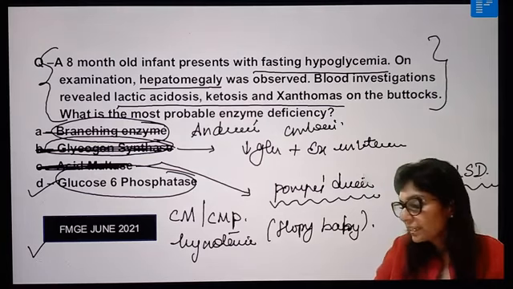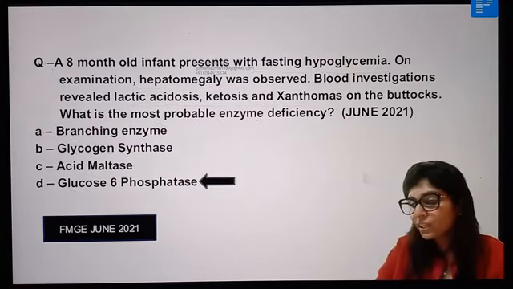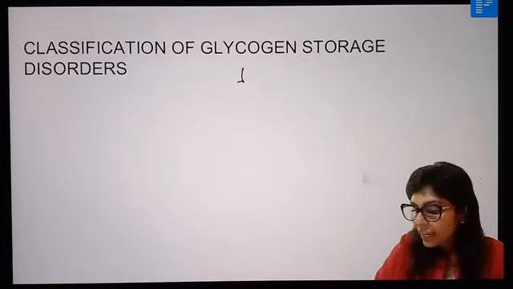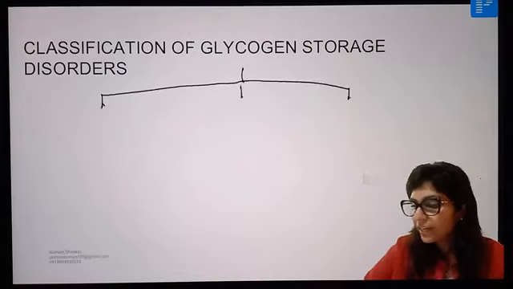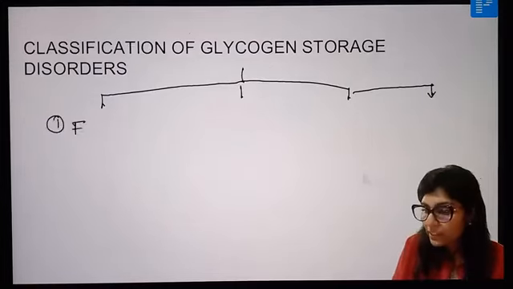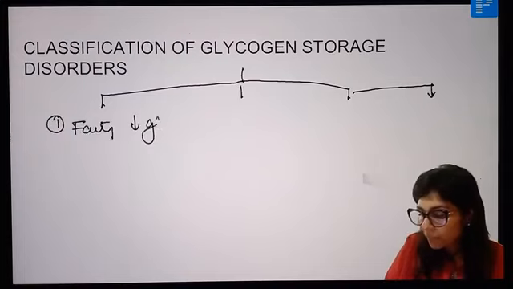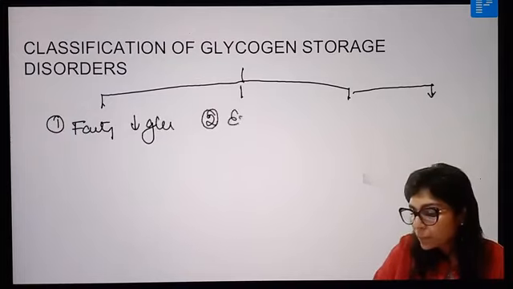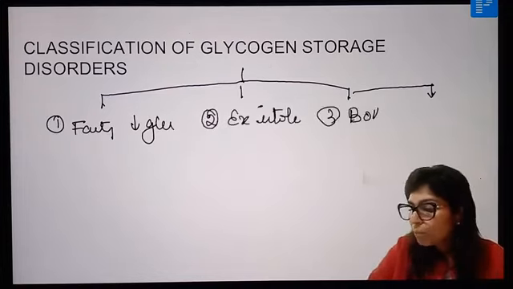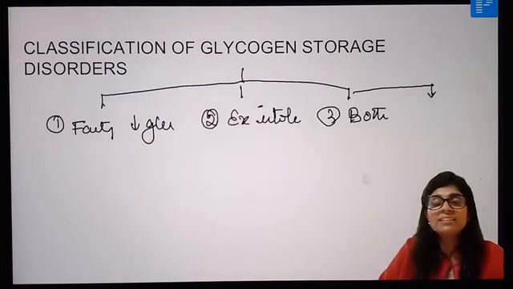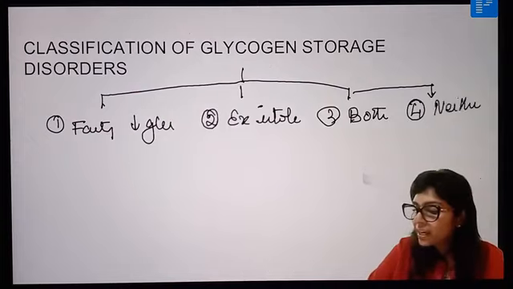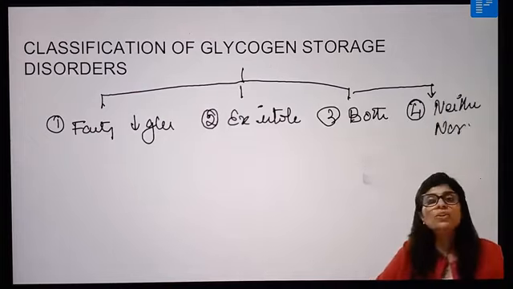So I'm going to tell you about the classification of glycogen storage disorders. Glycogen storage disorders can be classified into 4 types. The first category presents with fasting hypoglycemia. The second category presents with exercise intolerance. The third category presents with both fasting hypoglycemia and exercise intolerance. The last category presents with neither fasting hypoglycemia nor exercise intolerance.